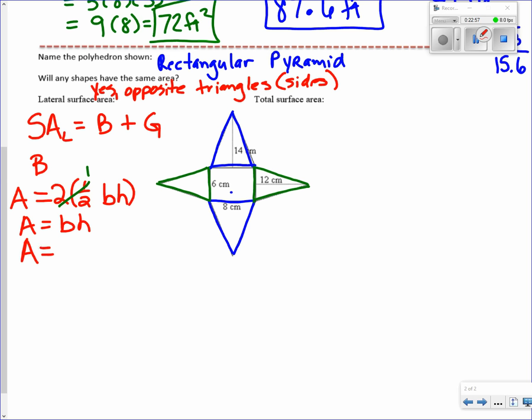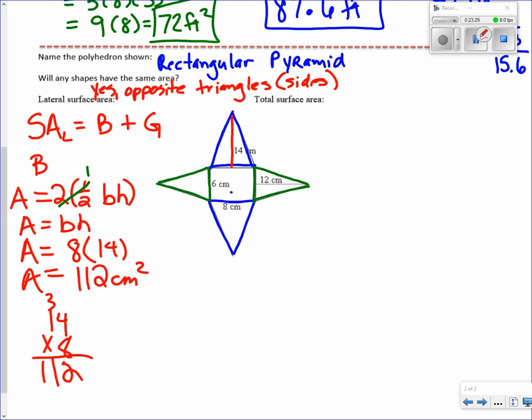Our base for the blue is this 8 centimeters. Our height is this 14 that goes up there. And if you notice, the bases will be different on the 2 triangles, but the heights are different too. Okay, so 8 times 14. So area of our blue is 112 square centimeters. I'm going to circle that because I'm going to need that in a minute.